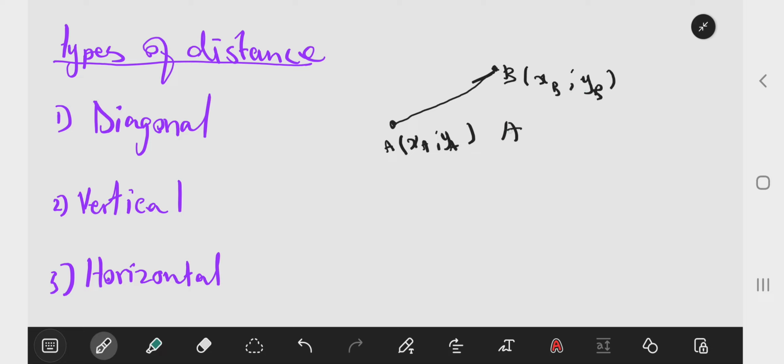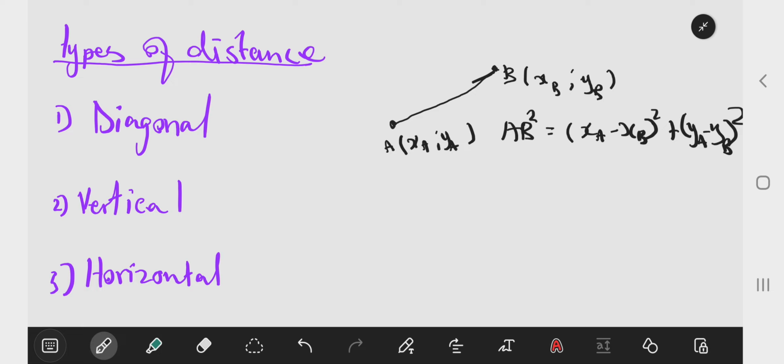And then your distance AB you can calculate with this formula: x of A minus x of B, squared, plus y of A minus y of B, squared, right? And then take the square root on both sides, given that you have these coordinates of A and B. So that is a diagonal distance, right? It's not vertical, it's not horizontal, it's a diagonal distance.